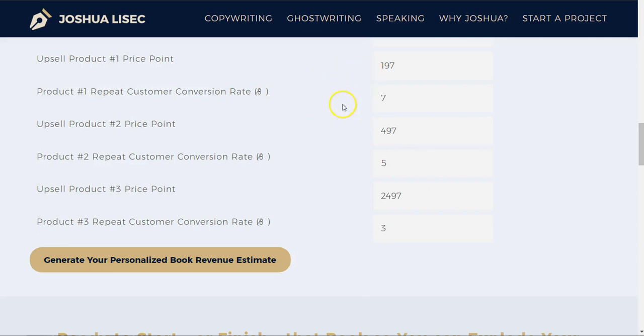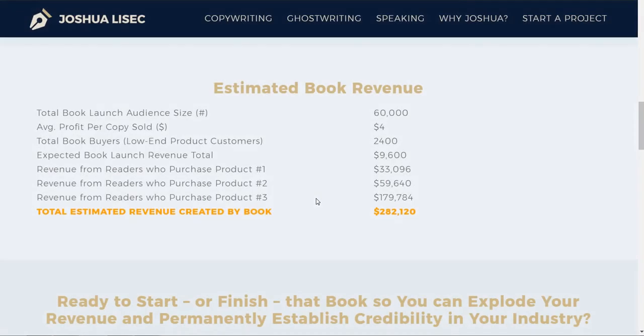What we basically want to do is predict how many people who end up reading the book and hearing about the book are going to, based on the expertise shared in your book, go and buy one of the products because of the funnel you've put together. So we got 7% for this one, 5% for your second one. That's a little bit of a higher price point. And then for product number 3, maybe your premium flagship course, about $2,497, then it's a 3% conversion rate. So once you get these numbers in here, you're just going to click Generate Personalized Book Revenue Estimate.